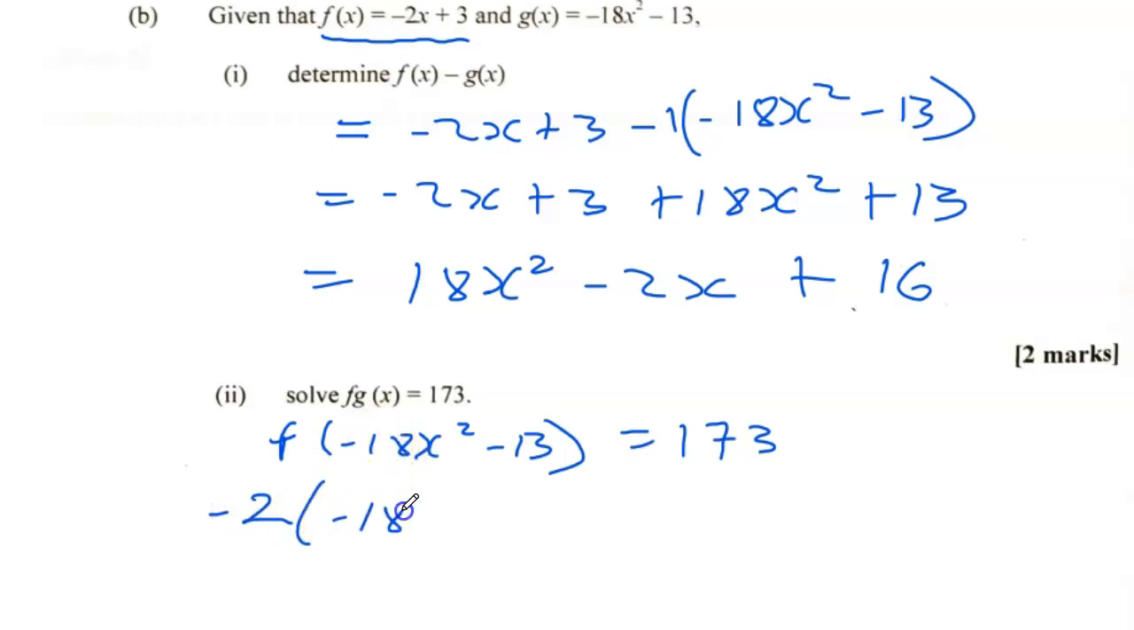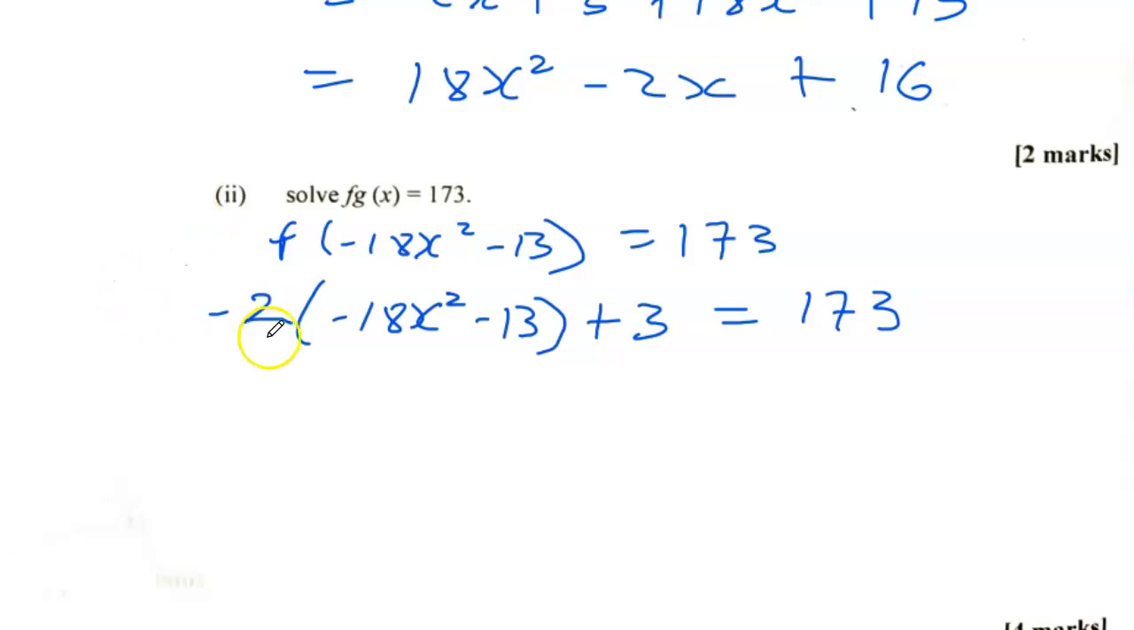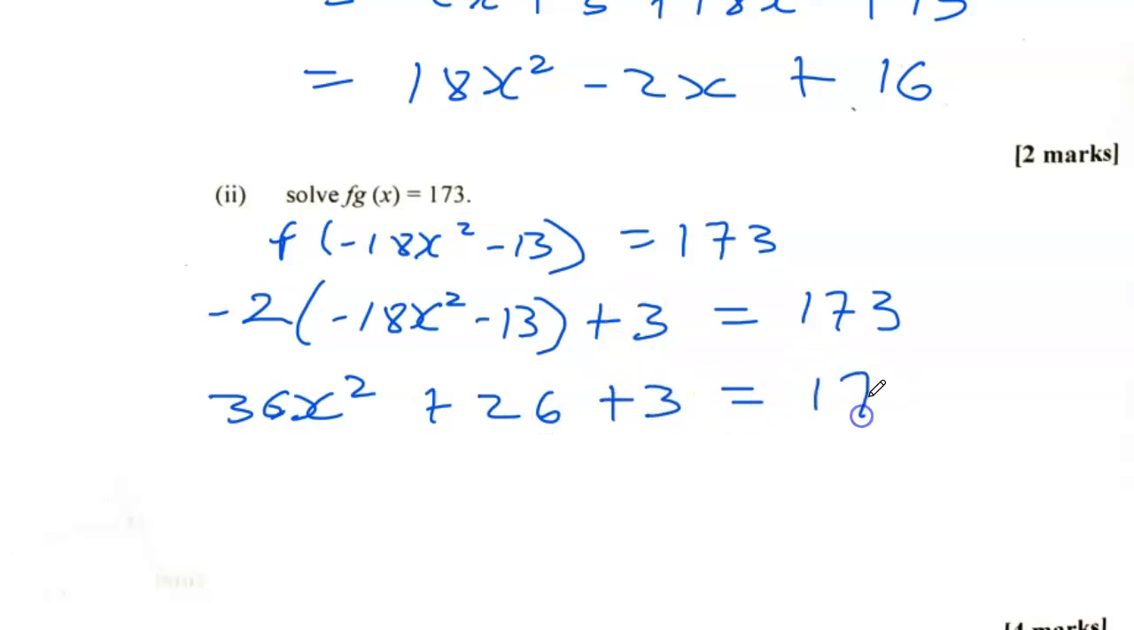So we're going to replace the x with, what's the bracket here? Minus 18x squared minus 13. And remember, we have to put back a positive 3, right? And that's equal to 173. So let's solve this. So we can expand the bracket. So minus 2 times each term in the bracket. So minus 2 times minus 18x squared, we end up with 36x squared. And minus 2 times minus 13, that's positive 26, plus 3 equal to 173.